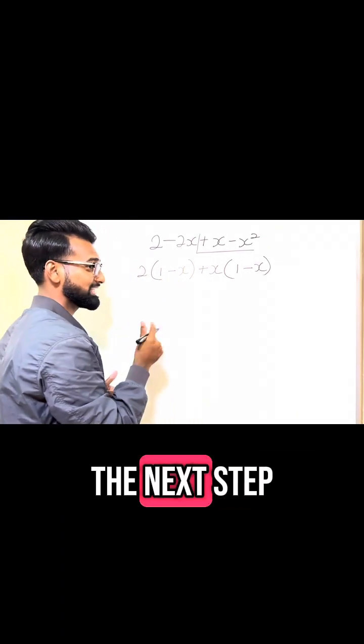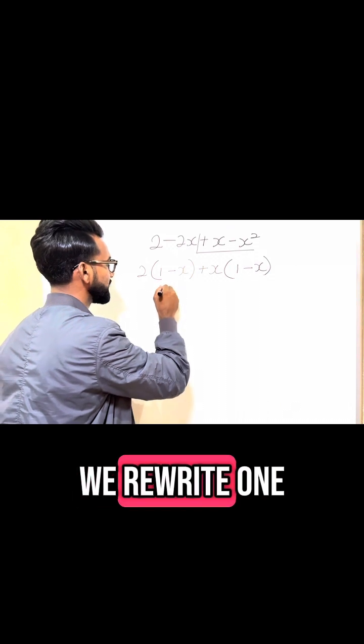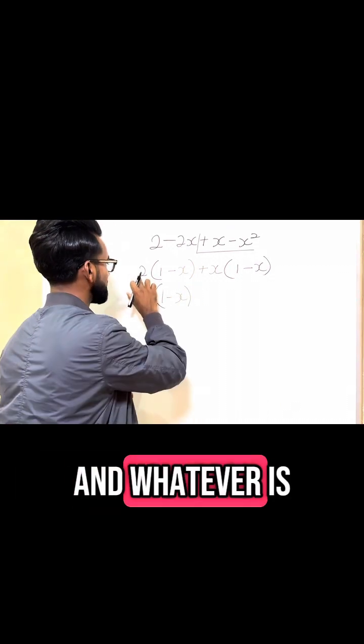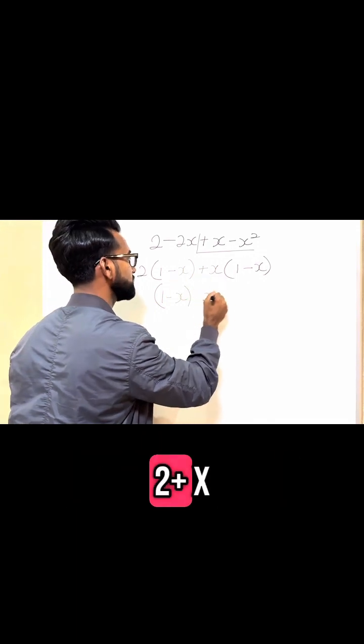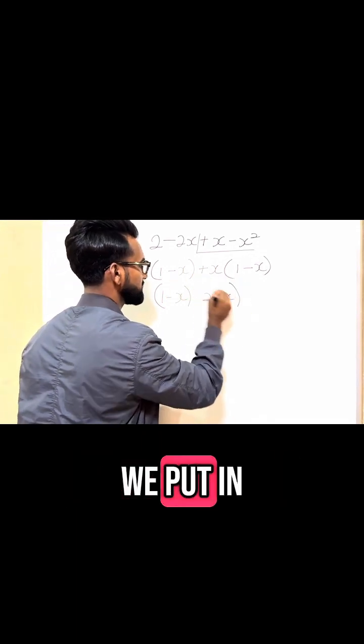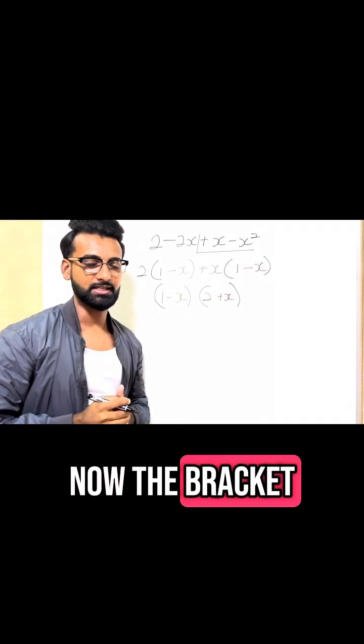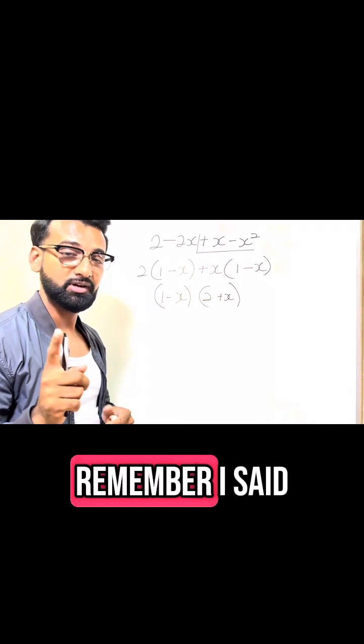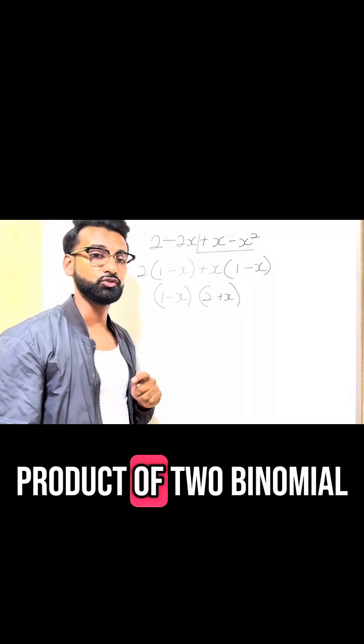So what do we do? The next step, which is the final step, we rewrite one of the common brackets there, and whatever is outside of the bracket, which is 2 plus x, we put in another bracket, and we finish solving here as a product of two binomials. Now remember, I said I'm going to show you that the answer is a product of two binomials. Look here.